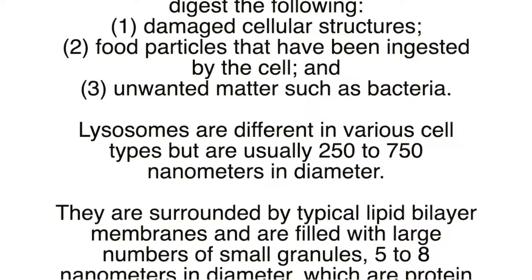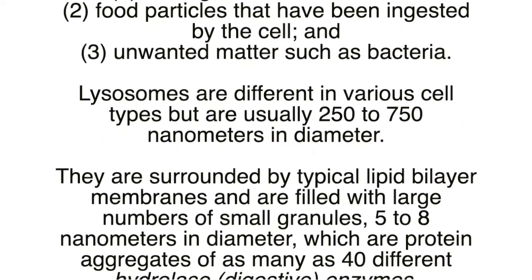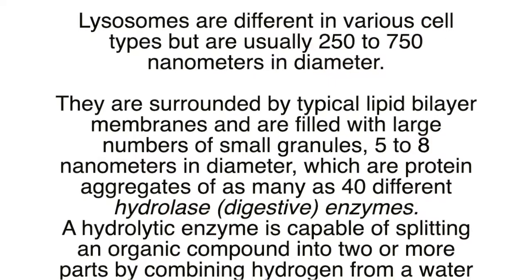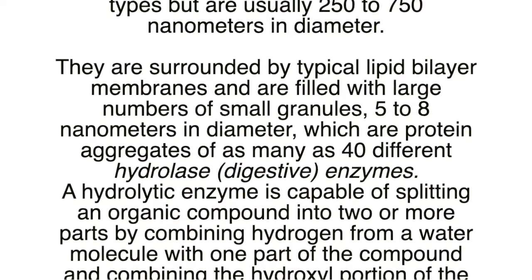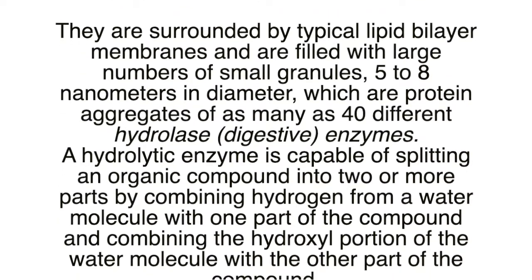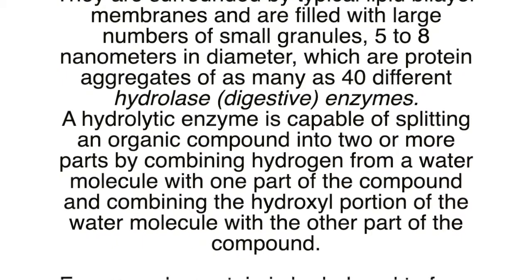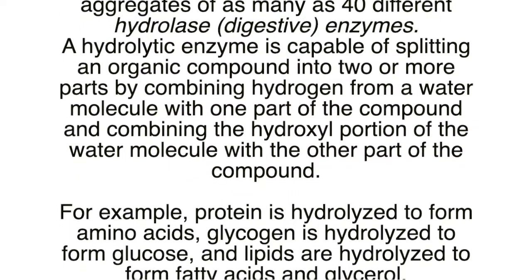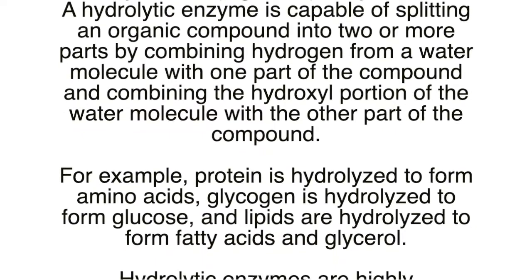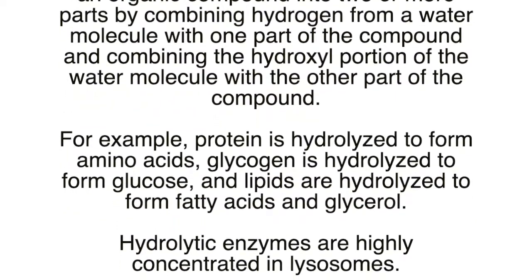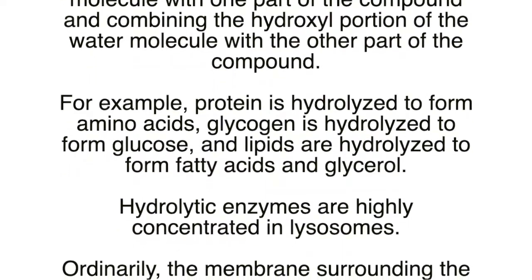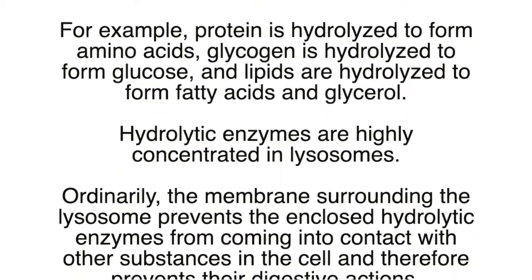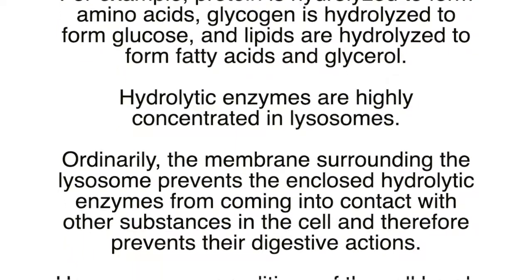They are surrounded by typical lipid bilayer membranes and are filled with large numbers of small granules 5 to 8 nanometers in diameter, which are protein aggregates of as many as 40 different hydrolases, that is, digestive enzymes. A hydrolytic enzyme is capable of splitting an organic compound into 2 or more parts by combining hydrogen from a water molecule with one part of the compound and combining the hydroxyl portion of the water molecule with the other part of the compound. For example, protein is hydrolyzed to form amino acids, glycogen is hydrolyzed to form glucose, and lipids are hydrolyzed to form fatty acids and glycerol.